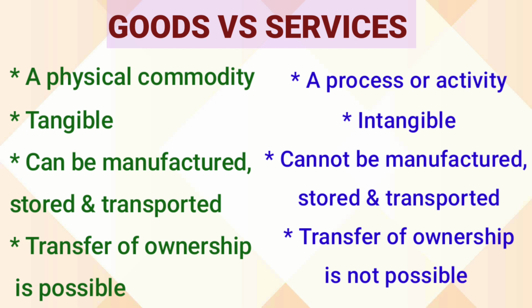On the other hand, a service is a process or activity. It is intangible. A service cannot be manufactured, stored, and transported. It is also not possible to transfer the ownership of a service. So dear students, will it not be wonderful if I give you 2 words to remember all these points easily? So, for the main characteristics of goods, remember the acronym MUST, M-U-S-T. And for services, remember the acronym VIP.